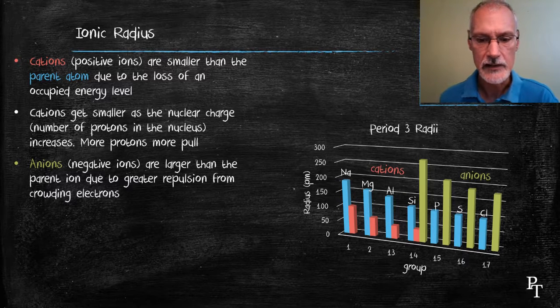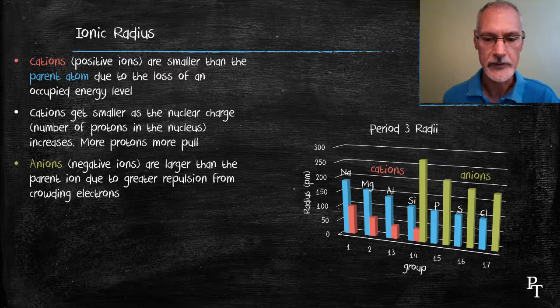Conversely, if we look at our anions, which occur as we move from the elements phosphorus, sulfur through to chlorine, those tend to gain electrons. That gaining of an electron results in greater repulsion in the outer energy levels, resulting in a swelling of the atom, and it becomes larger in size when it forms the ion.